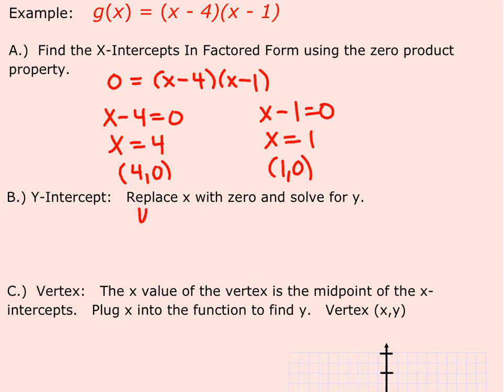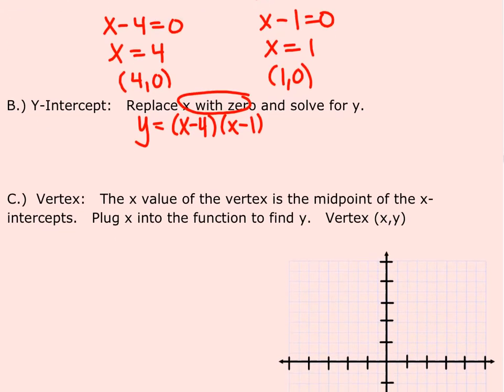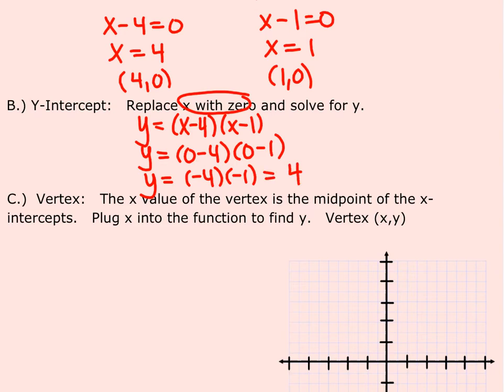So here is our function. I'm just going to replace that function notation with the letter y, and then x minus 4, x minus 1. Now we're going to replace x with 0. So y equals 0 minus 4, 0 minus 1. Those zeros are going to cancel out, so we have negative 4 times negative 1. We multiply those two numbers together. Negative 4 times negative 1 is positive 4. So as an ordered pair on the y-axis, it's going to go over 0, up 4.